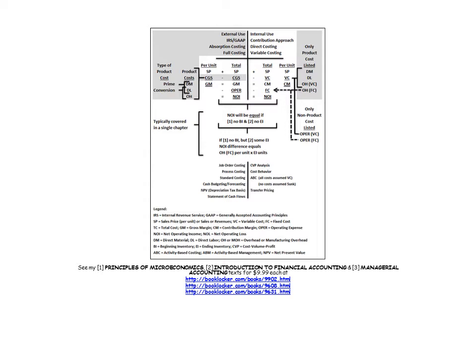On the left-hand side of that vertical axis, these are the methods that are used for external use. They're required by the Internal Revenue Service and under US GAAP. It's referred to as absorption costing, and it's referred to as full costing. I have a legend at the bottom in case any of the acronyms trip you up.